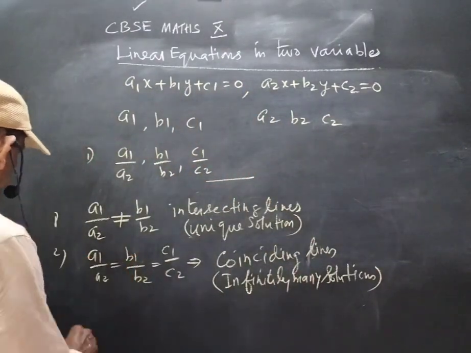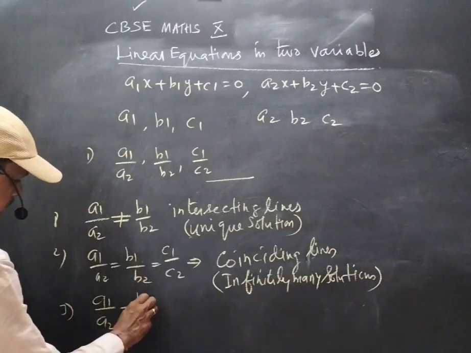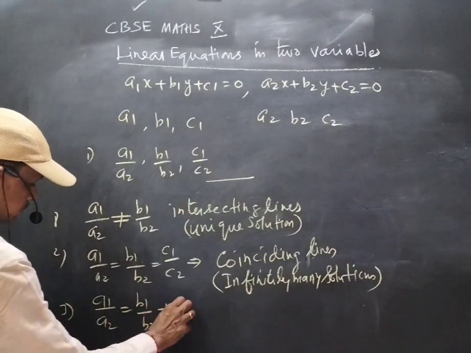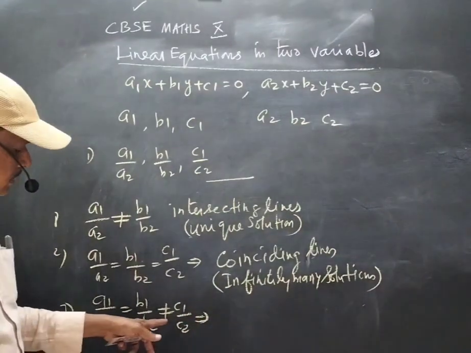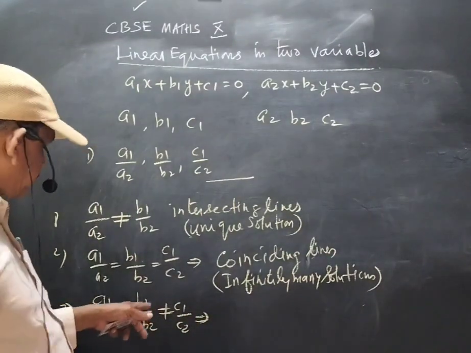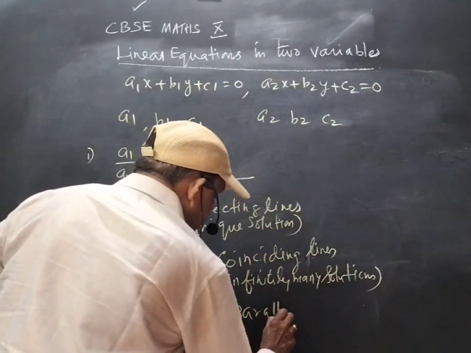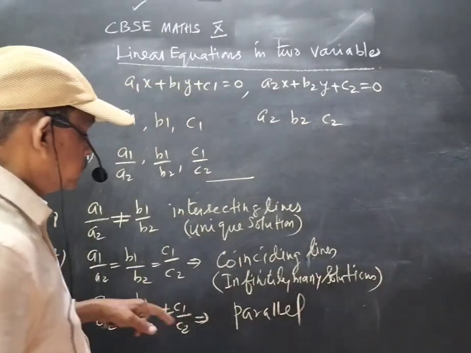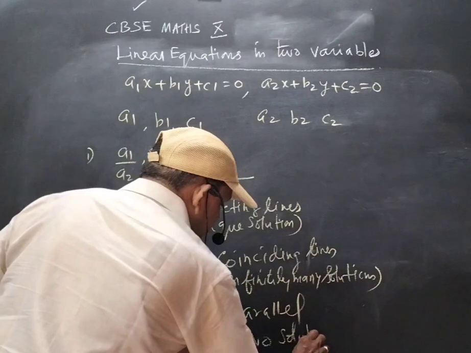The third one is a1 by a2 equal to b1 by b2 not equal to c1 by c2. First two are equal. They are not equal to the third one. If this happens, then the lines are parallel. That means no solution at all. We cannot find any solution for this type.